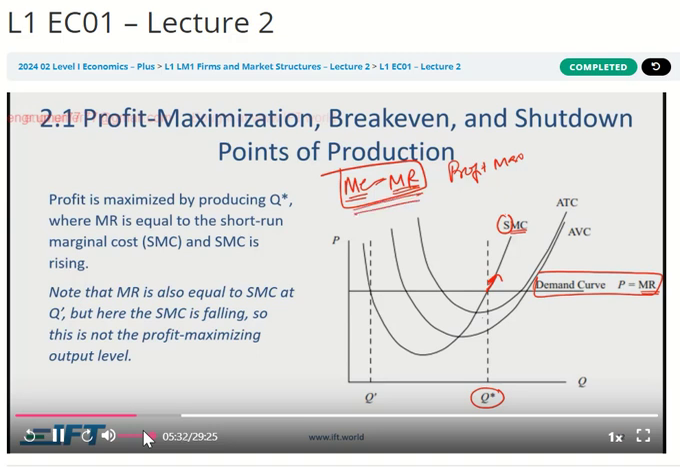But at a general level, what we say is that marginal cost is equal to marginal revenue, and that is where profit is maximized. Note that marginal cost also equals marginal revenue at this point, but that is not the point at which profit is maximized. It is the second point where the MC curve intersects with the price, with marginal revenue, where the profit is maximized, not this first one.